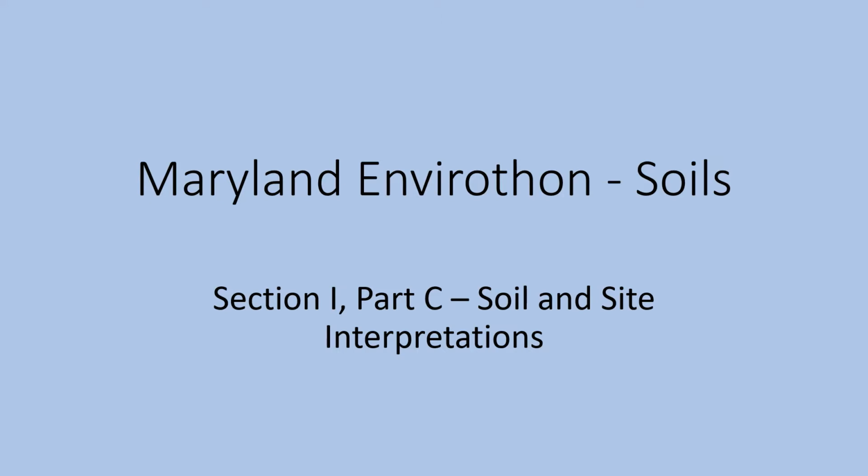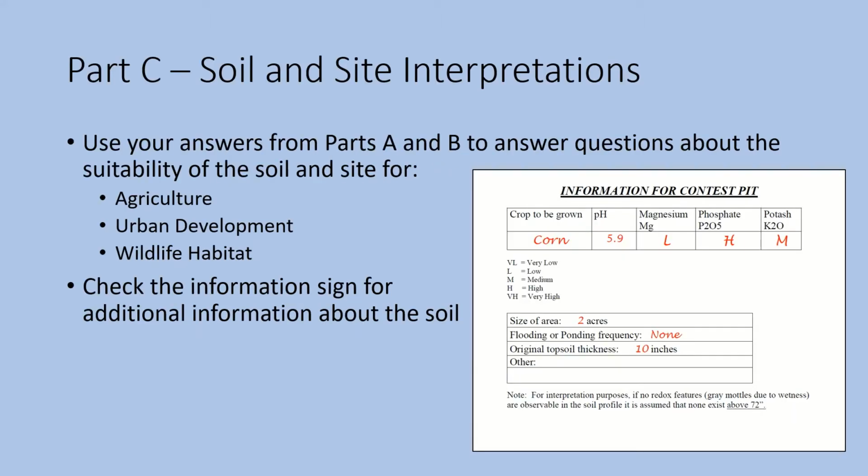In this video, we'll be going over Section 1, Part C of the Maryland Envirothon Soils Contest. Part C is focused on soil and site interpretations. So you'll be using what you've learned about the site and the soil to answer questions about the suitability for agricultural uses, urban development, and wildlife habitat, as well as some information that we're going to give you that you'll find on the contest pit information sign.